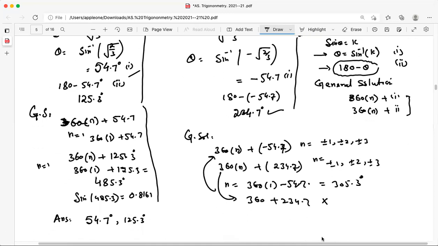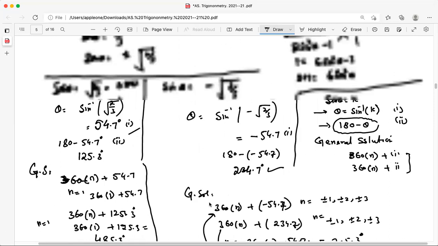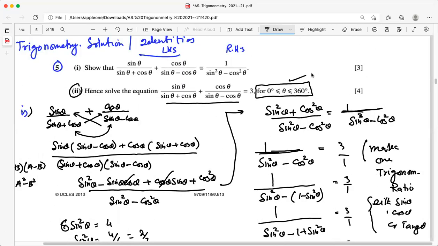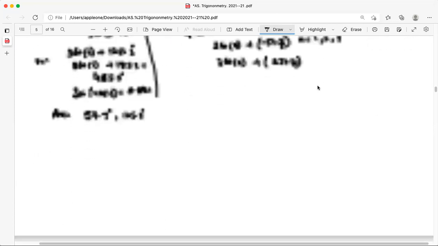So my final answer is 305.3 degrees. Negative answers we can't take, because negative answers are not in the range given to us. The range is from 0 till 360. So that's the solution, and these are the answers for this question.